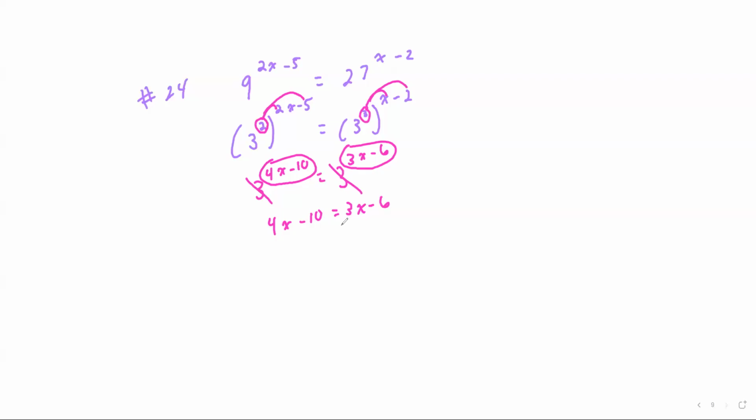All right, so I'm going to subtract 3x. That right there just gives me regular x. And then I'm going to add 10. So I get 4. So x equals 4 in this situation. And that's it. These definitely get harder, but that's going to be for later down in the chapter.